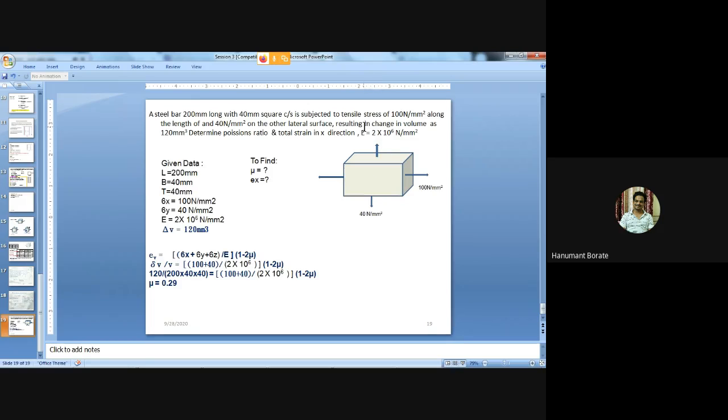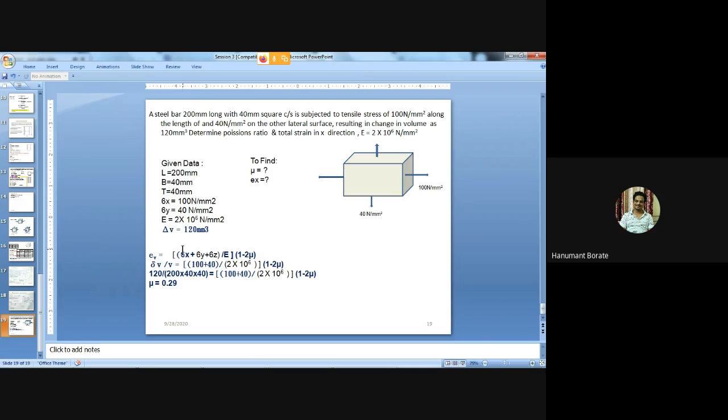Result in a change in volume due to this application of force. Change in volume is 120 mm cube. Now we need to find the Poisson's ratio, that is the value of mu, and total strain in x direction, which means we need to calculate the value of Ex. Now you can see here delta V is given as 120 mm cube, and we need to calculate mu.